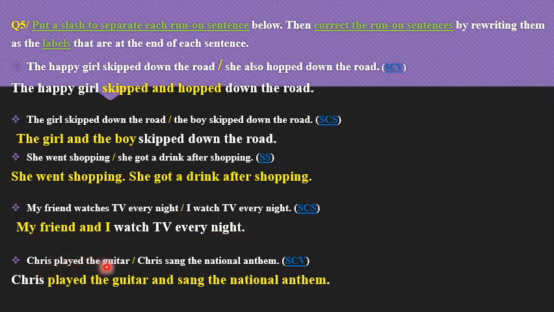Chris played the guitar. Chris sang the national anthem. I'm going to change it to a simple sentence with a compound verb. Of course, I'm going to put a slash to separate the two. That's the first step. And then I'm going to change it to what it's asking for me, which is two verbs together. Played and sang. So I'm going to say Chris played the guitar and sang the national anthem. You see? Played and sang. That's how you should do it, okay? Follow the steps very carefully.